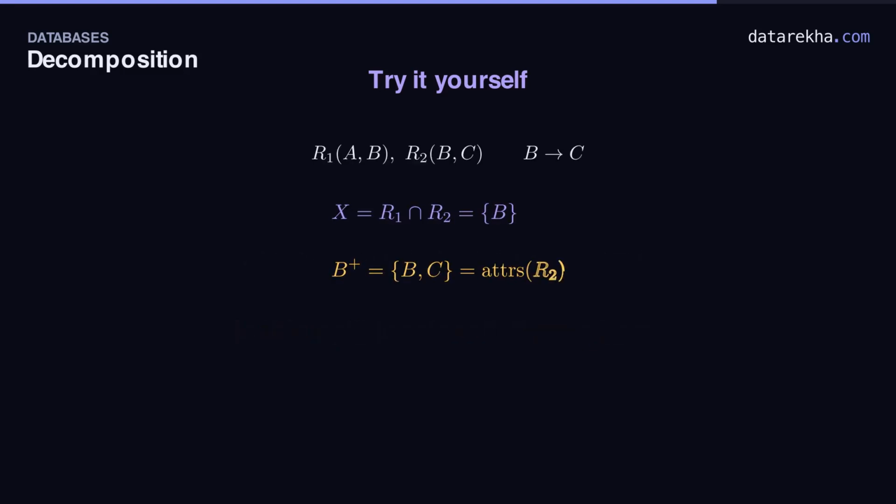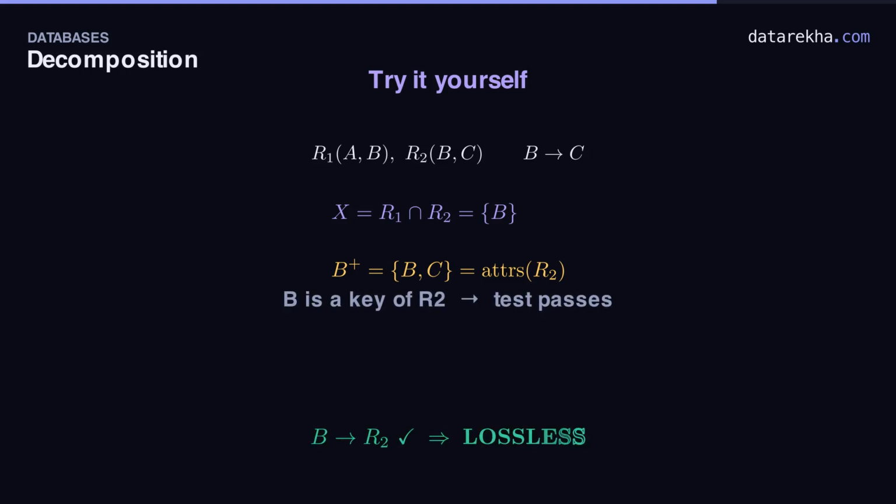The shared column is B. Now what does B determine? This time we are told B gives C. So the closure of B is B and C together, which is exactly all of R2. So B is a key of R2. The shared column determines one whole piece. The test is satisfied, so the split is lossless. And the reason it now works, where the very same shape failed before, is that this time a rule makes B a key. If you saw that, you have truly got it.